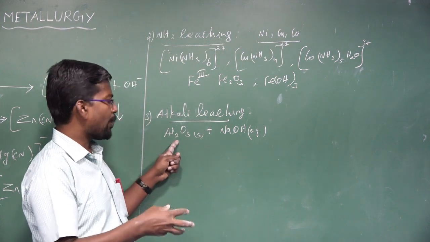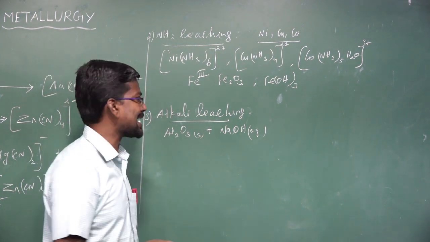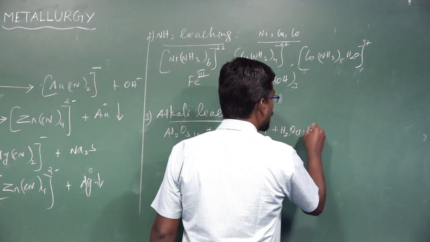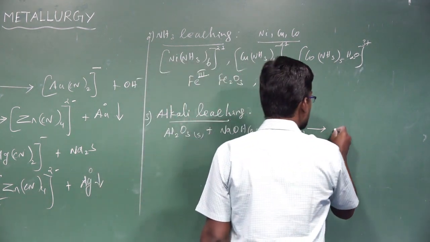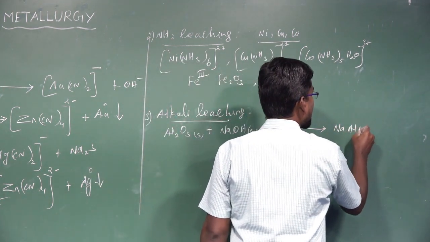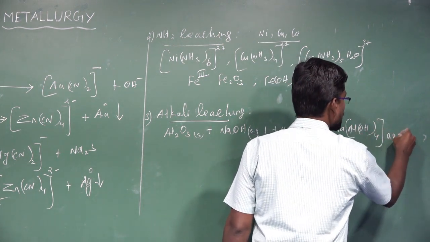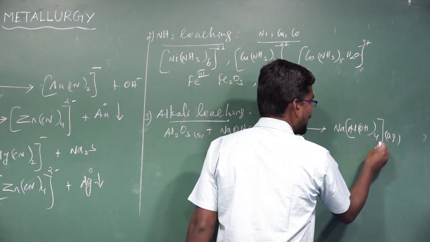In bauxite, the solid substance is treated with an aqueous solution of sodium hydroxide in water, H2O liquid, to form sodium meta-aluminate, NaAl(OH)4. Aqueous solutions of sodium meta-aluminate are formed.